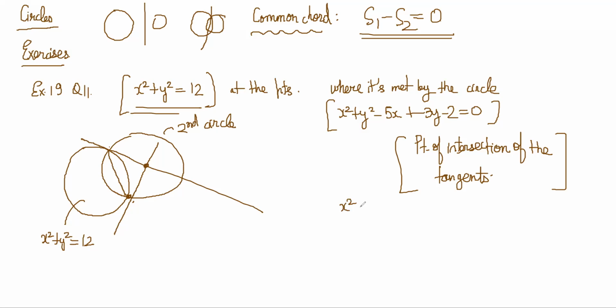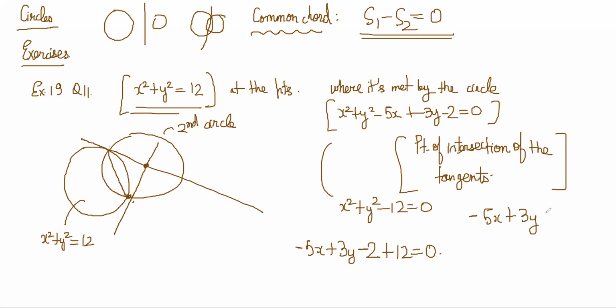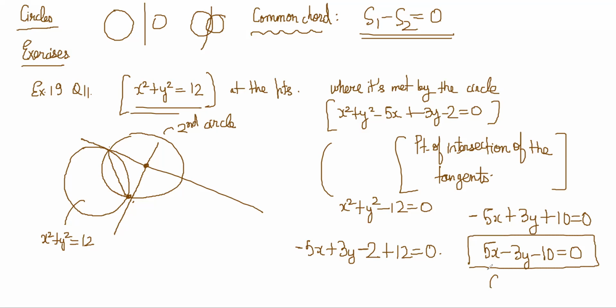So x square plus y square minus 12 is equal to 0 is my second circle, and if I subtract, I will get minus 5x plus 3y minus 2 plus 12 is equal to 0. So you get minus 5x plus 3y plus 10 is equal to 0, or basically 5x minus 3y minus 10 is equal to 0. This is my common chord equation.